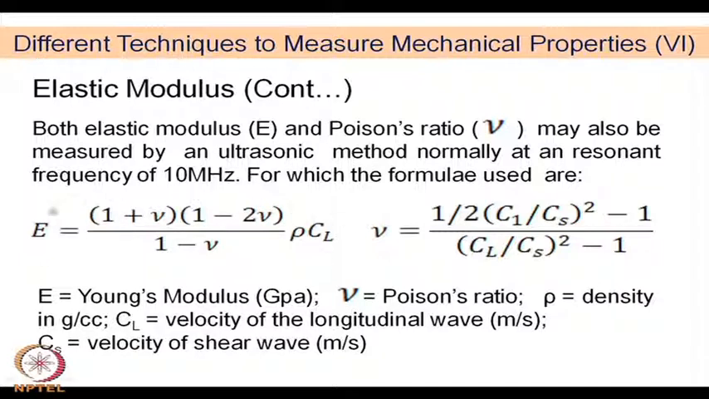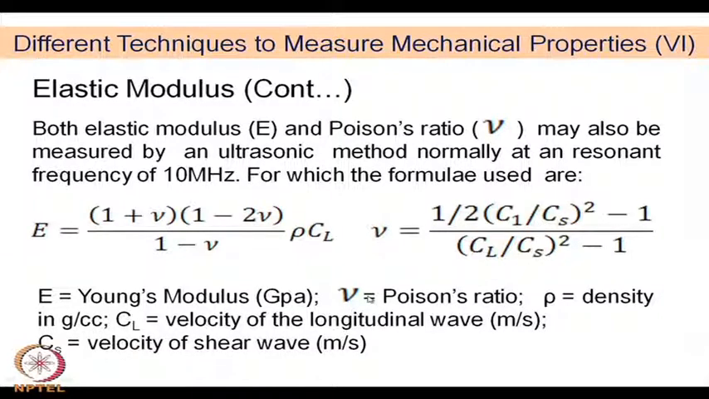utilizing this kind of formula, where E equals 1 plus nu, 1 minus 2 nu, by 1 minus nu, rho C L squared, and this is again another equation for nu. So, first of all find out what nu is, and then this value can be put here to find out the Young's modulus. What are the different parameters here? The rho of course is the density, Cl is the velocity of the longitudinal wave. Here you can see Cl, Cs, and there is another parameter. So, these are all velocities, different kinds of velocities.